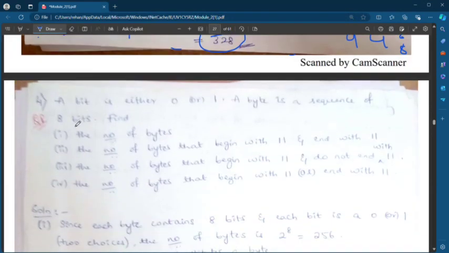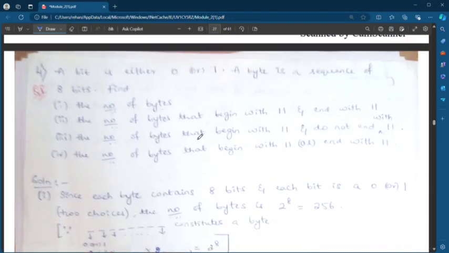Okay. Now a bit is either 0 or 1. A byte is a sequence of 8 bits. So bit can be 0 or 1, and then we have byte. Byte is having a total 8: 1, 2, 3, 4, 5, 6, 7, 8. Okay, this much long bit it is, byte it is.